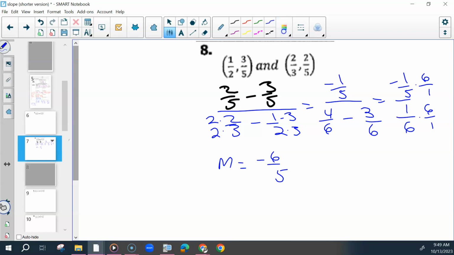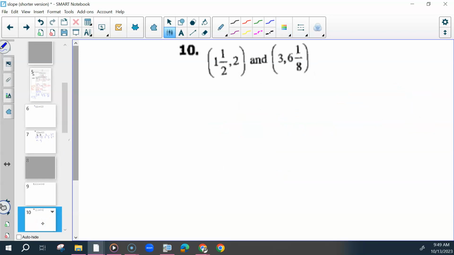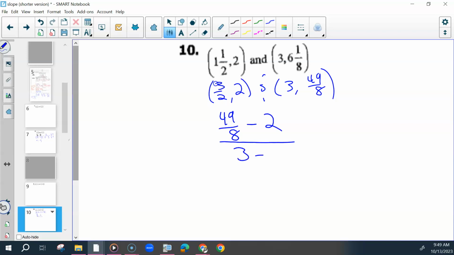And then for number 10, you have to take these and change them first. So this should have been 3/2. And then the other one should have been 49/8. And then you could have continued 49/8 minus 2 over 3 minus 3/2. Get common denominators by multiplying these by 8 and this by 2.